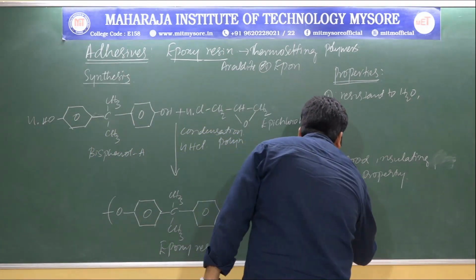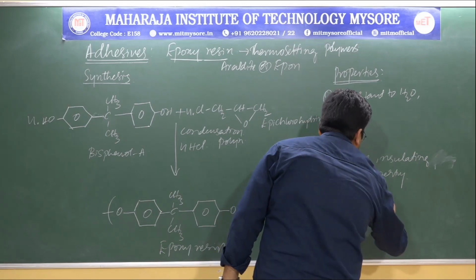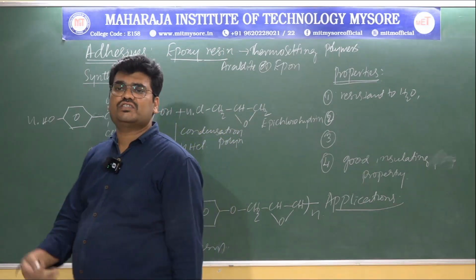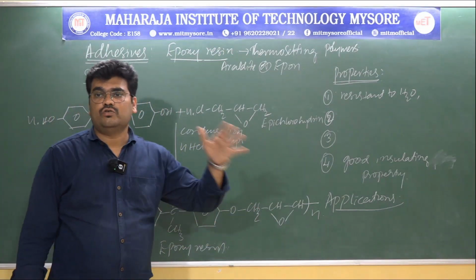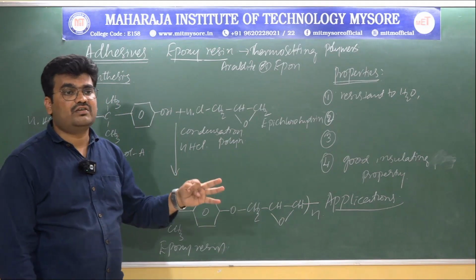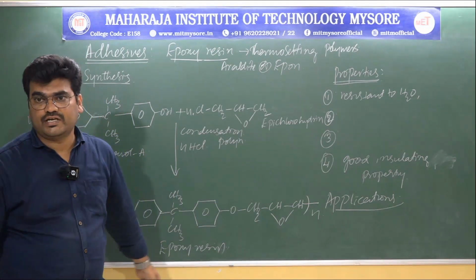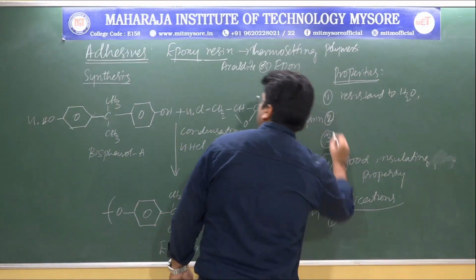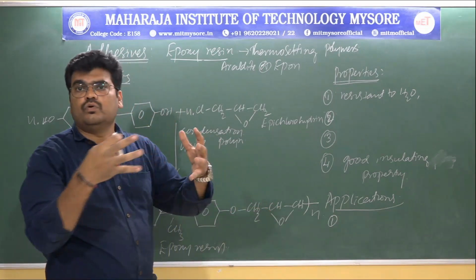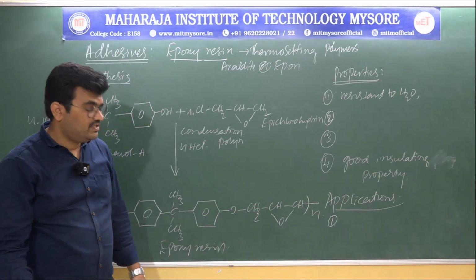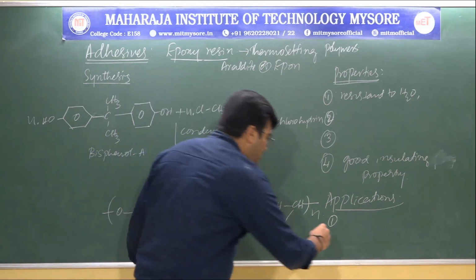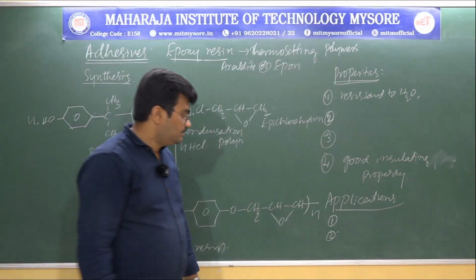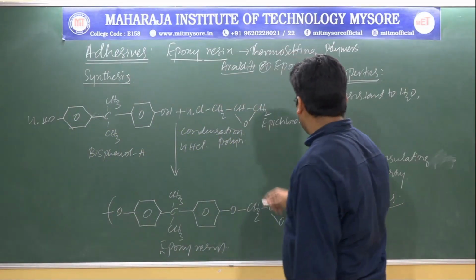Coming to the applications of epoxy resins, the main application is as an adhesive for many surfaces such as glass, metals, and other surface coatings, holding two surfaces together by surface attachment. And second, they are used in industrial flooring as an adhesive, under trade names like Araldite or EPON.